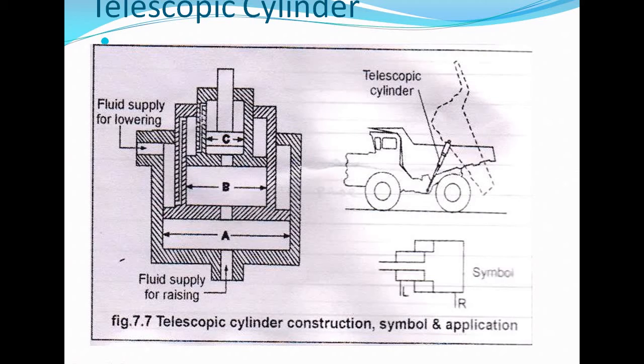So in this case, for lowering, we will be supplying pressurized fluid through this port, and we will be having another port through which the fluid will come out, so that the piston will start moving downward. And this is the symbol you can see here, the symbol of a telescopic cylinder.